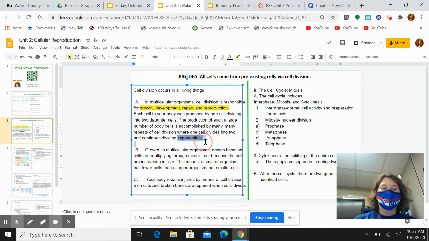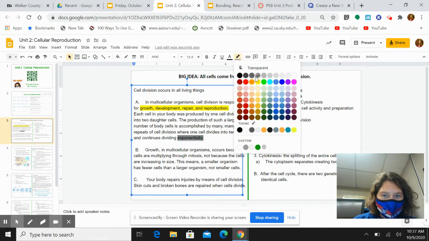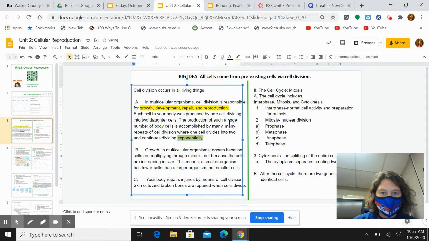Uh-oh, I made it gray. I don't want it gray. I want it yellow. Yellow it is. Nope, still gray. What happened? Highlight, no gray. Highlight, yes, yellow.